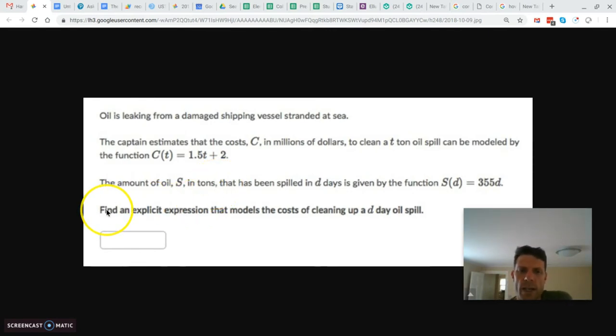And the question that we're asked is to find an explicit expression that models the cost of cleaning up a D day oil spill, right? So if our oil spill lasts D days, how much will it cost to clean up?